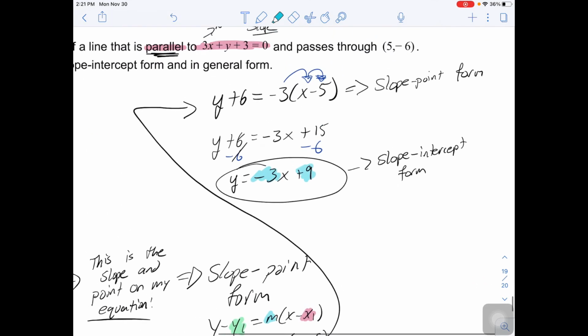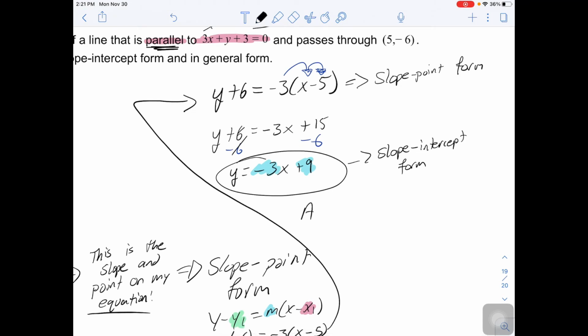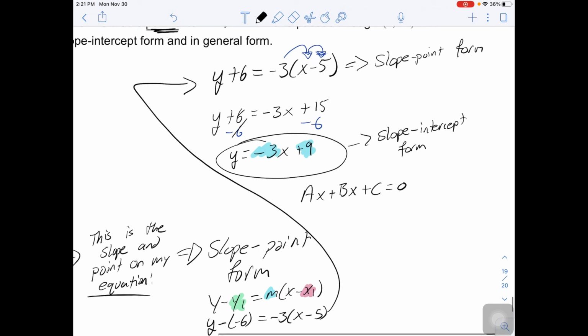Okay? And then from here, we want to put it into general form. Now remember, general form is ax plus by plus c equaling 0. And recall that a has to be a positive integer. And then b and c simply have to be integers. And remember, an integer is negative 3, negative 2, negative 1, 0, 1, 2, all the way up to 1,000,000. Okay, as long as it's a whole number.